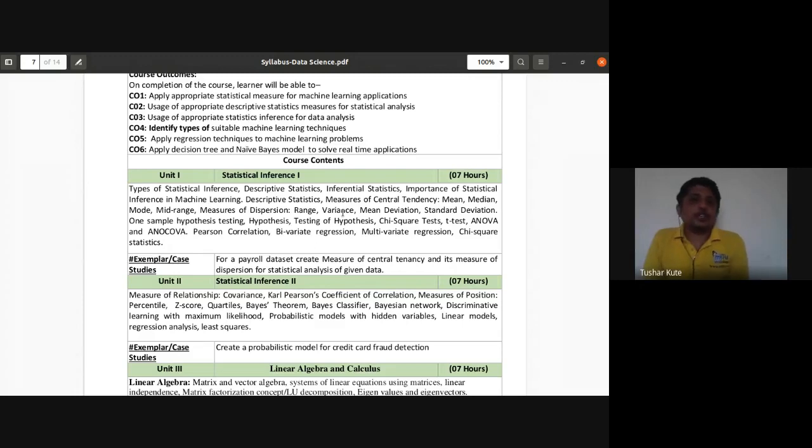So before actually applying a machine learning technique, we need to understand the data distribution and different measurement parts to measure the data. You have to measure the data's central tendency, or the dispersion, meaning the variability inside the data, and you have to apply tests on it. That's the aim of unit number 1. So let's start with the first part, the statistical inference.